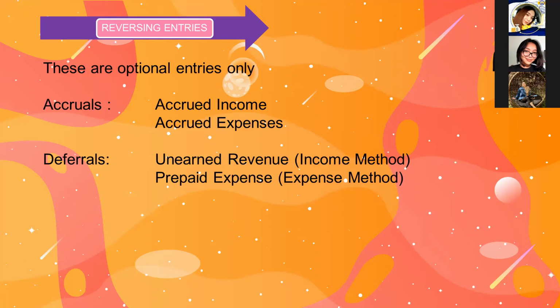Sabi natin reversing entries are optional entries. Optional in the sense na pwede mong hindi gawin. Pag hindi mo nga lang ginawa, it will appear that the next period would tend to be complex, no? Kasi alalahanin mo ano yung mga ni-record mo last year na kailangan mo i-establish ulit the following period, no? So we don't want those complexities, and therefore, we opt to do reversing entries.